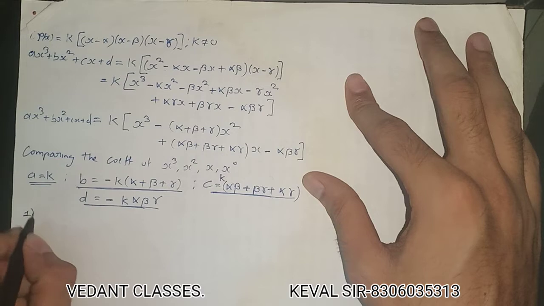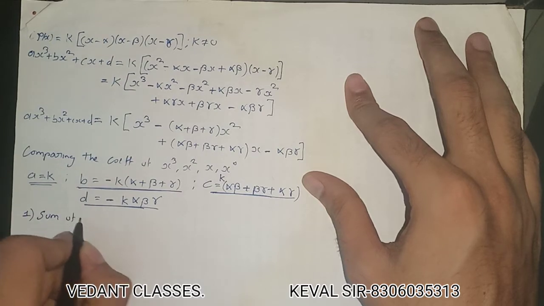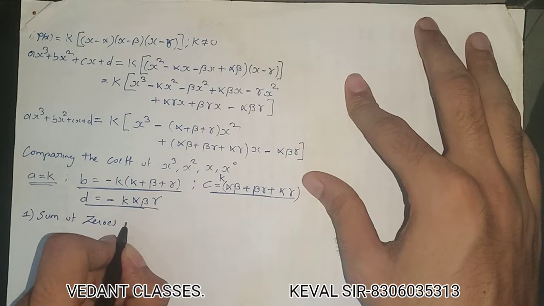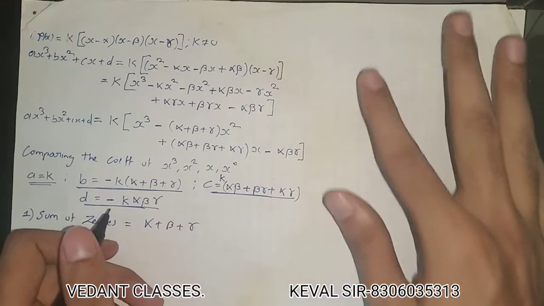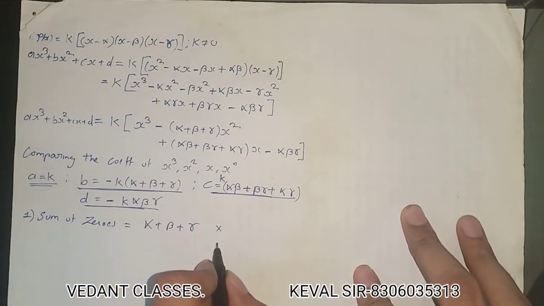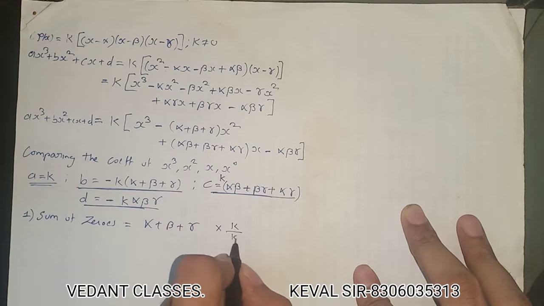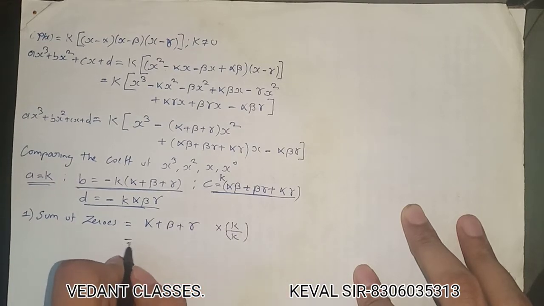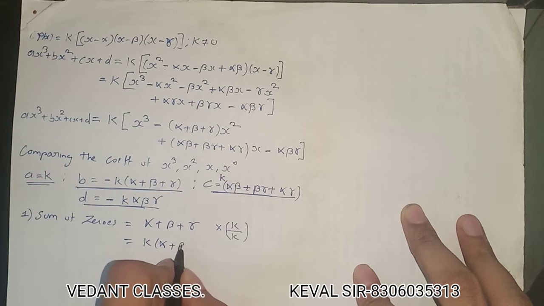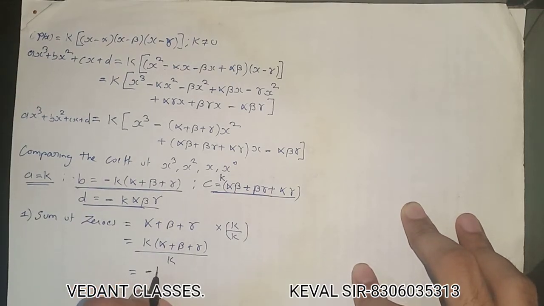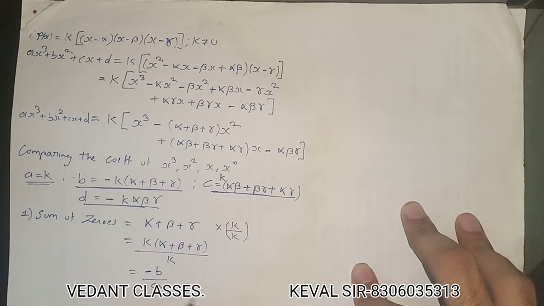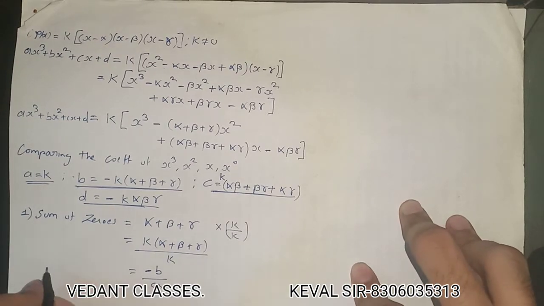We have all four values. So now let's start with the first one, that is the sum of zeros. That will be equal to alpha plus beta plus gamma, the sum of all three zeros. Now you just need to multiply it with k, as we have done in the previous case. So it will be k times alpha plus beta plus gamma upon k. Now here you just need to transfer the negative sign to that side, so this will be minus b by a. So simply the sum of zeros is equal to alpha plus beta plus gamma.